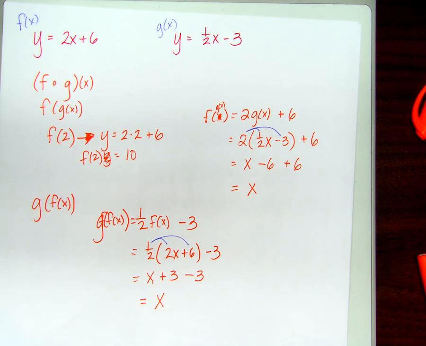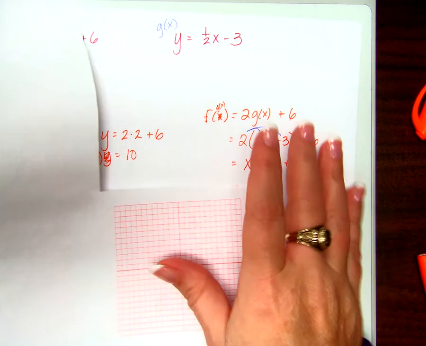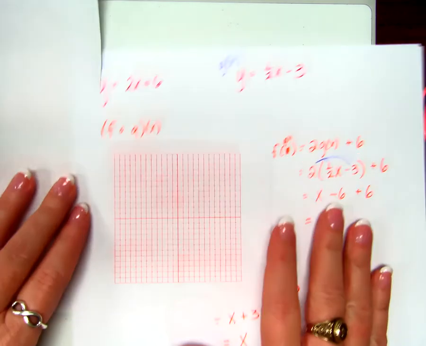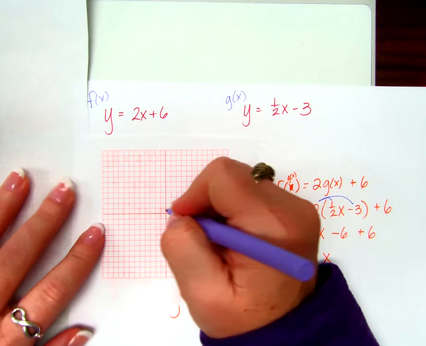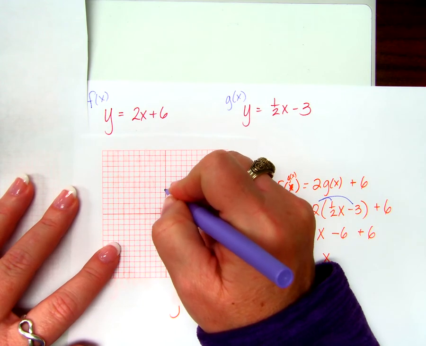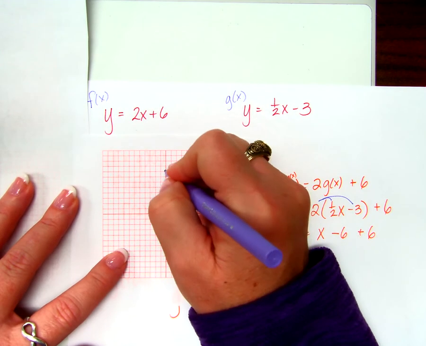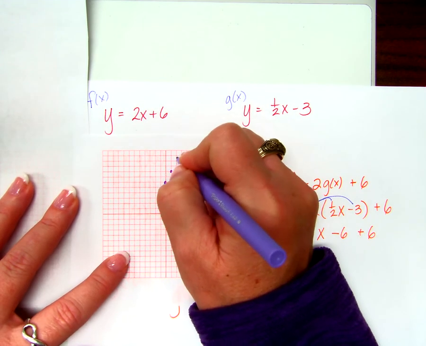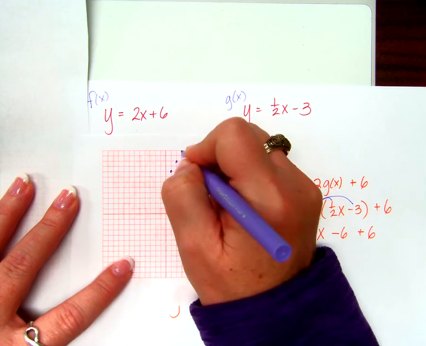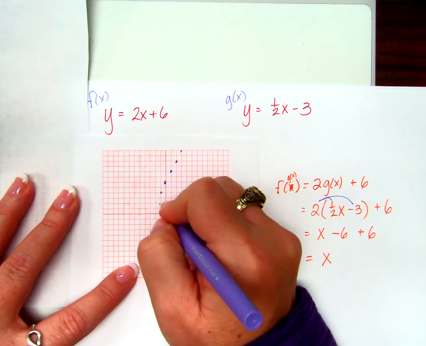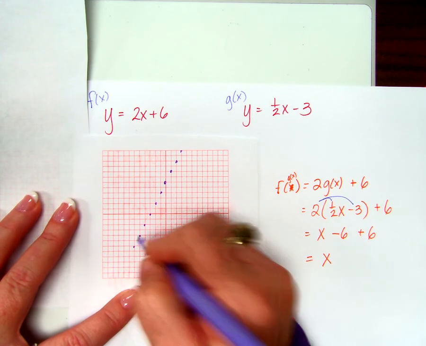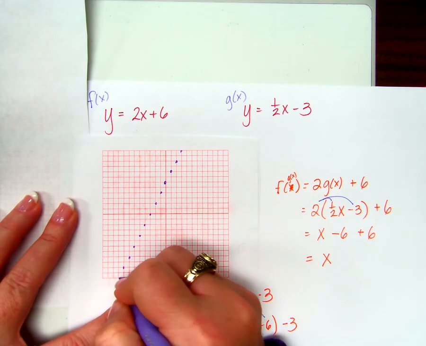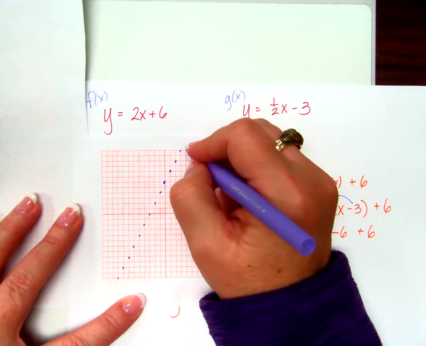Now, the last thing I want to show you real quick, and I have a piece of graph paper right here. I want to show you something about these two equations when I graph them. Okay. So I'm going to go up 6: 1, 2, 3, 4, 5, 6. I'm going to rise 2, run 1. Rise 2, run 1. I'm going to try not to stutter and do it kind of quickly. So that's f of x, right?